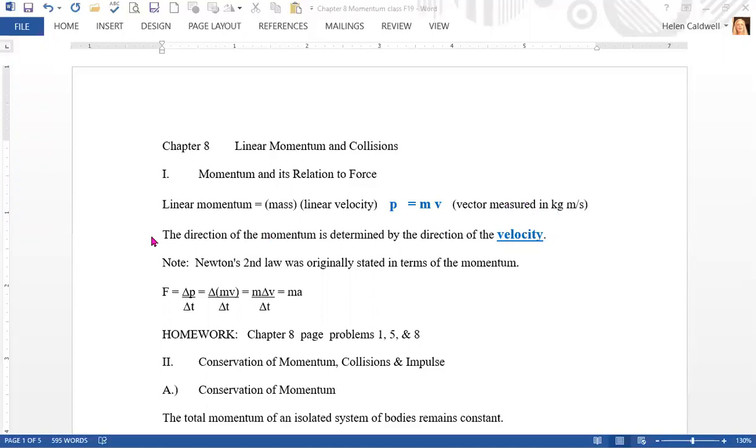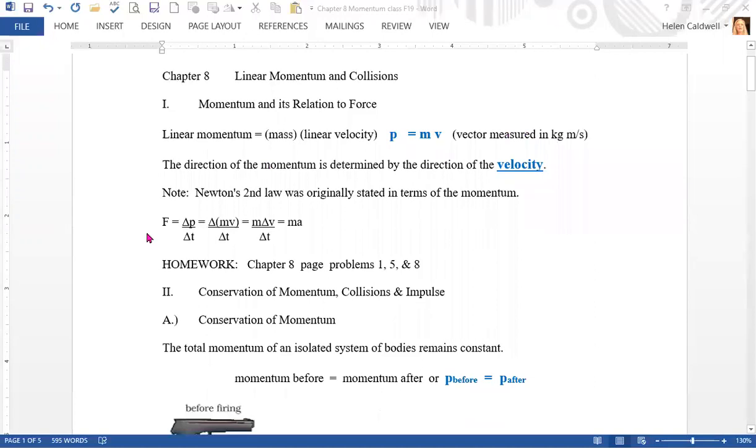And we always like in physics to say, if you went back and looked at Newton's second law, you remember Newton's second law? F equals ma. It was actually originally stated in terms of momentum. And you can follow the little logical progression to go from force is equal to change in momentum over change in time to force is equal to mass times acceleration.